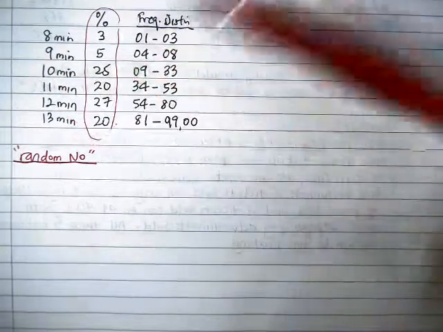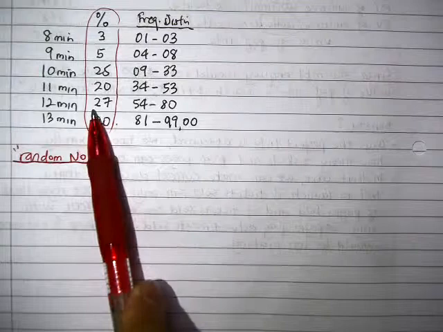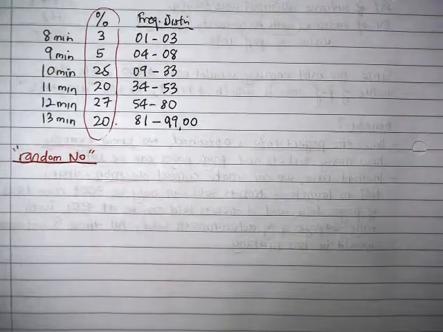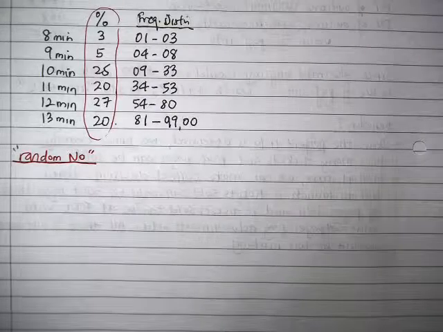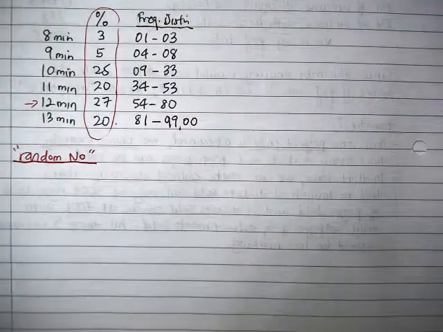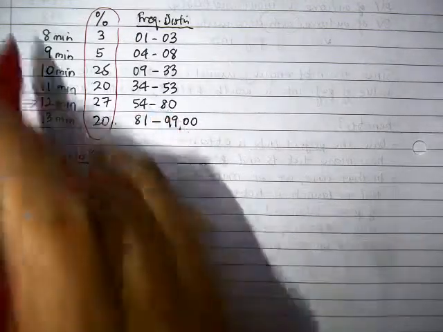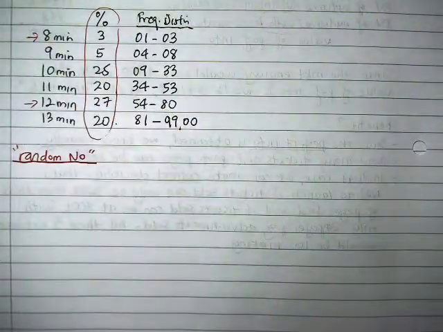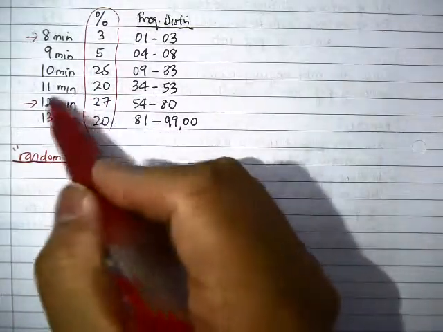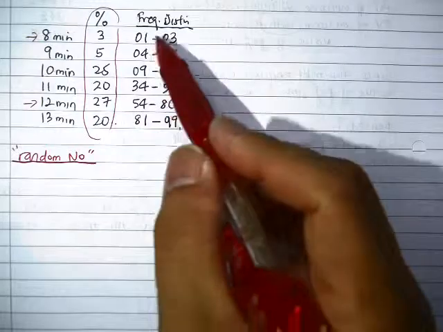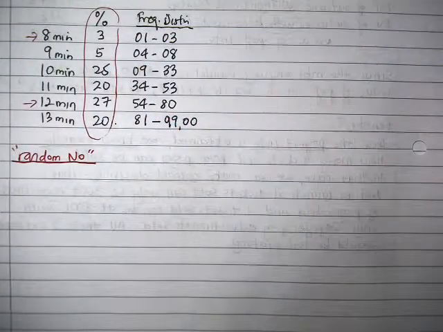Because for 12 minutes, you got 27%, they have 27 numbers inside. So the chance that you can draw a number that represents 12 minutes is 27%. The chance you can get a number that will be 8 minutes is only 3%. So the chance is bigger because you have more numbers. This is how we have that distribution to represent the percentage of the probability.